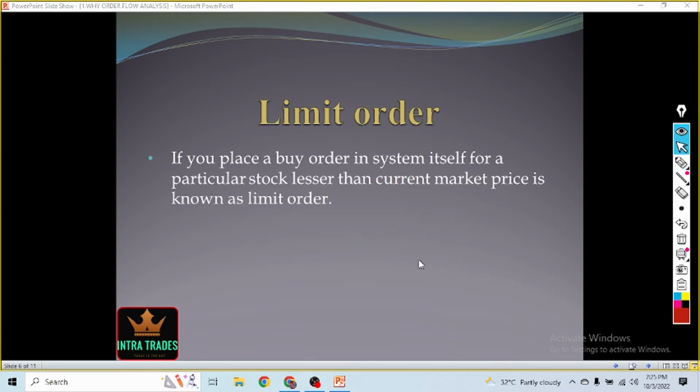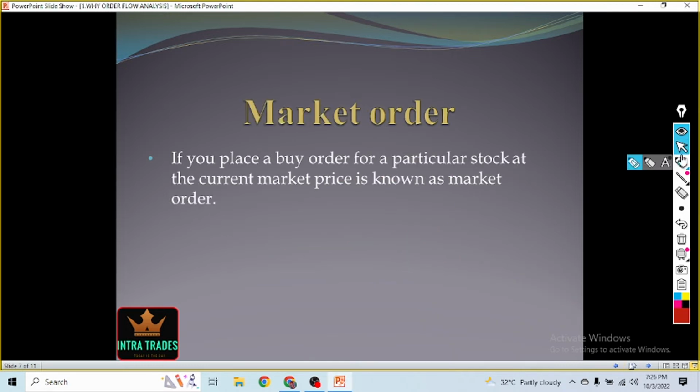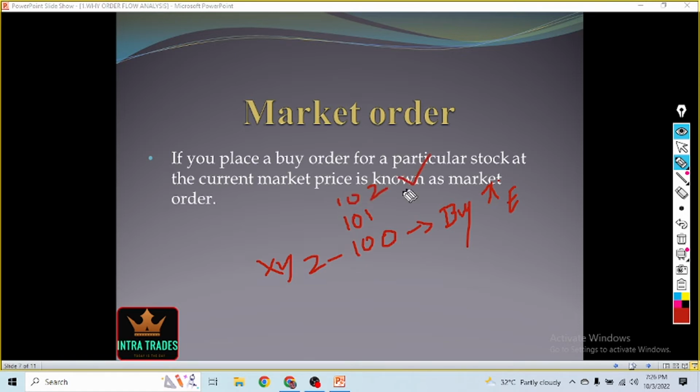Let me explain the market order also. A market order is nothing but if you want to buy a stock at 100 rupees, the minute you hit the buy button, it will get executed. At that time, it may trade at 101, 102, whatever the price is. It will get executed at whatever the price level is, right? These market orders are the executed orders, which we call aggressive buying or aggressive selling.